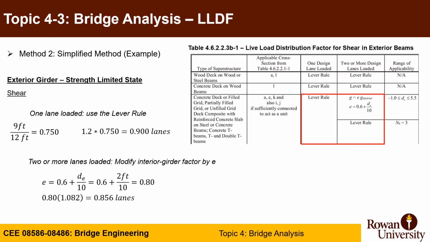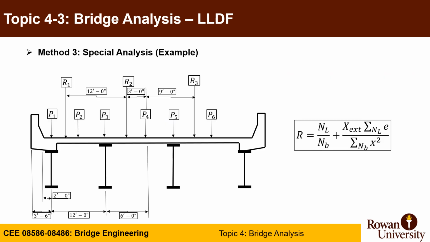In terms of exterior girder shear, you also have an equation where you have a lever rule. We give you 0.9 lane as we did before, and you also calculate the e value, and now it is 0.6 plus d over 10, which gives you 0.8. Your previous two or more lanes loaded from interior was 1.82. You multiply times 0.8, it gives you 0.856. Still the one lane load governed in the sheet.